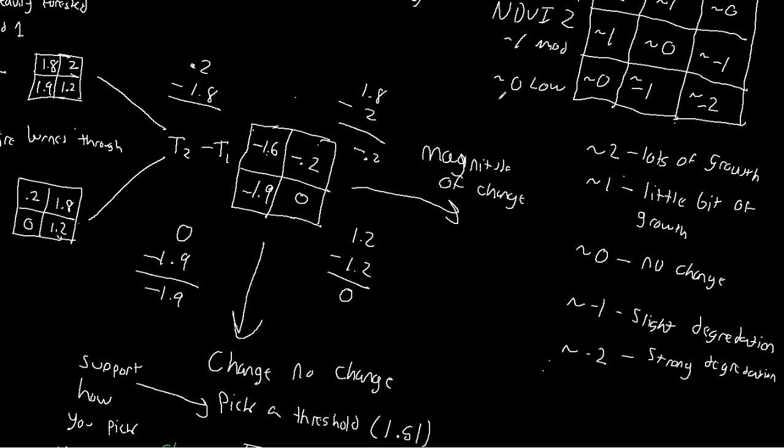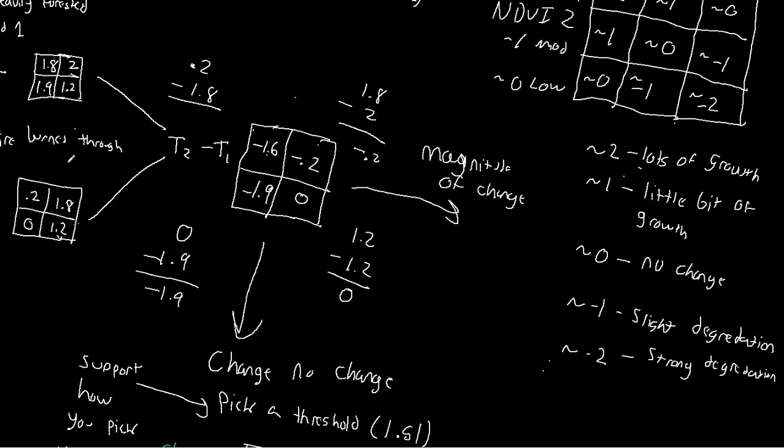So this is what I mean when I say magnitude of change. Not only are we saying change occurred, but we're able to give some sort of magnitude. We can say a lot of degradation or a lot of growth. We can say it's a little bit of degradation or a little bit of growth, or we can say no change at all.